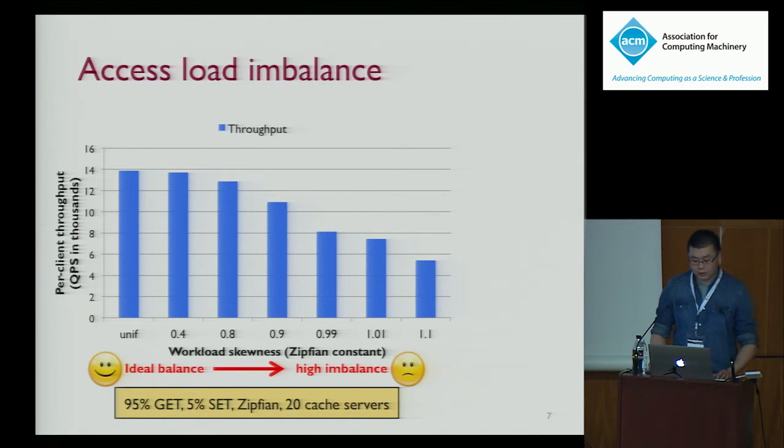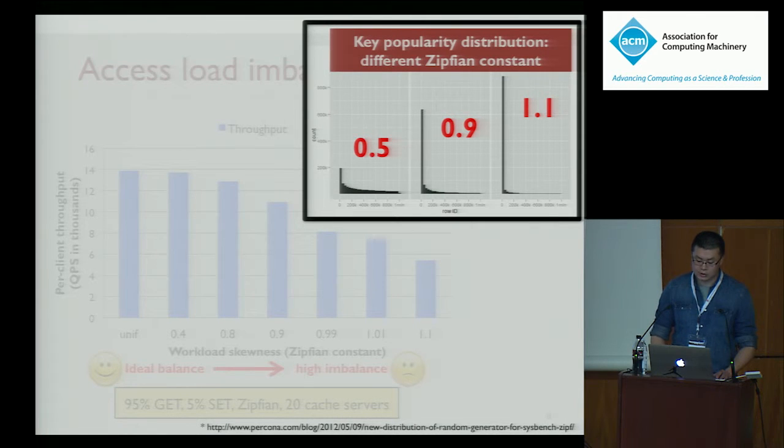To highlight this, we did one study where we measured the Memcached performance by varying the workload skewness from ideal balance to high imbalance associated with a pretty high Zipf constant. To get a better idea of how a Zipf constant affects the key popularity distribution or the workload skewness, let's take a look at this example shown in this inset. Here we see query distribution for different Zipf constants. Basically, a Zipf constant of, say, 1.1 exhibits way more skewed key popularity distribution as compared to a modest Zipf constant, say, 0.5.